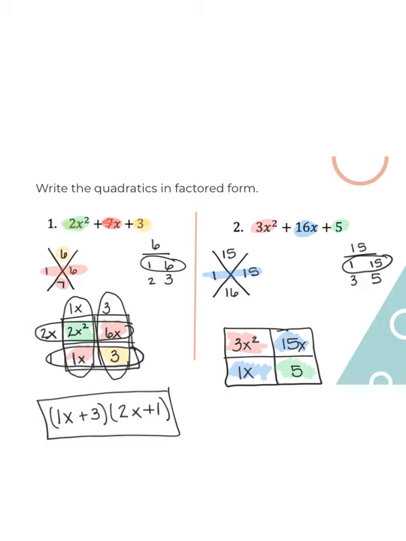Okay, and now I have to figure out what's in common. So when I'm looking at these ones right here, what's in common with those ones? Well, I have a 3x squared and a 1x. I know they both have a 1 in them, and they also have an x in them. And now I'm going to go straight across from that. And let's see about these two. What do 15x and 5 have in common? Well, I know they both have a 5 in them, so I'm going to put a 5 on top.